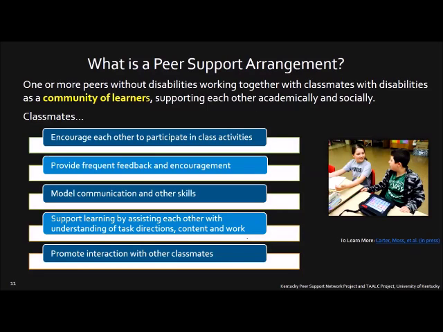And some of the ways kids support each other is they encourage each other, they provide feedback to each other. Hopefully we model communication. That might be a little more specific to aided language modeling and things we want to provide our student. We also can help promote interaction with other classmates. So if I'm interacting with someone and I have some friend that comes along, I'm going to introduce them, and we'll kind of make our social circle grow.